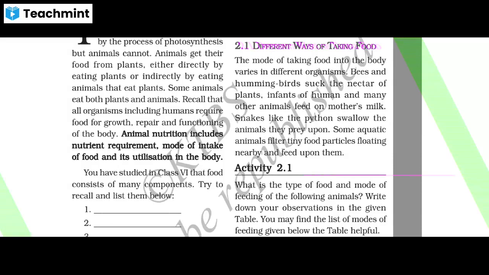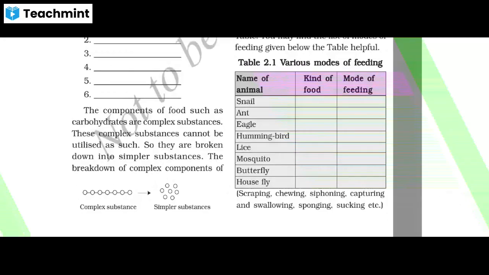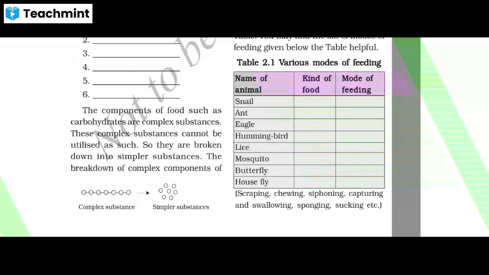I told you carbohydrates are complex compounds. Look at that complex structure. See here, the continuous chain is there, the particles in a continuous chain. When that continuous chain is broken down, they become loosely bonded. See here, now they are not in bond. Now it becomes a simpler substance.